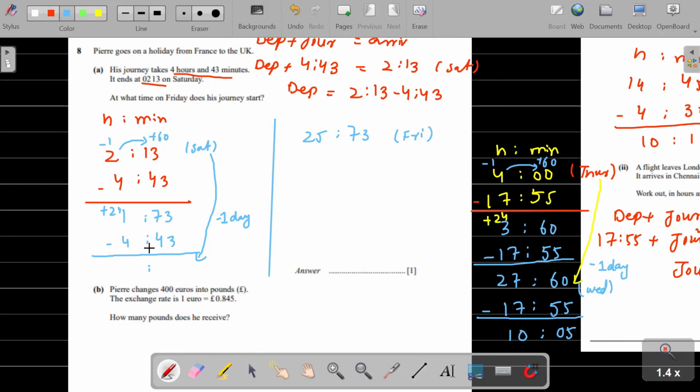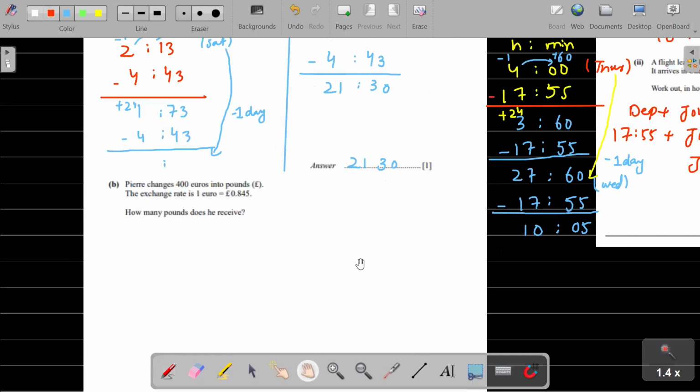And now let's write this one. 4 hours, 43 minutes. Let's subtract them. This 3, now it is 25, 25 minus 4 is 21. So it says that at what time on Friday does his journey start? So his journey starts at 21:30 on Friday. That was the time when his journey has started.